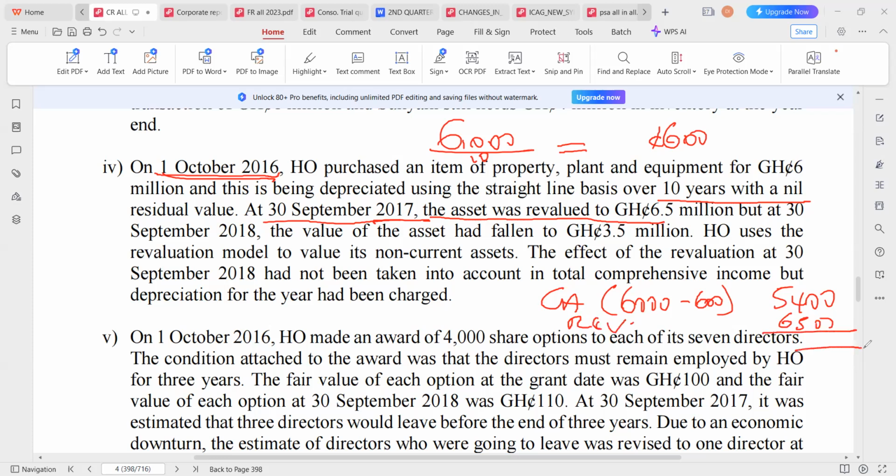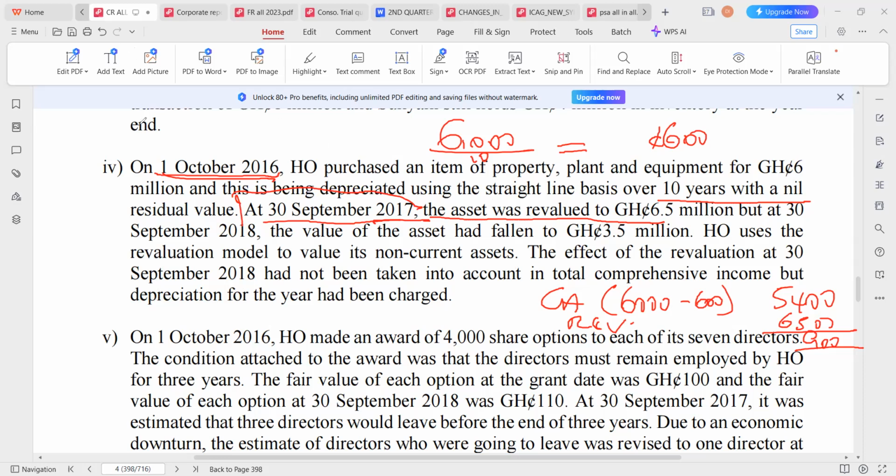Will you get gain or loss? Gain. A gain of 900, right? Automatically, where will it go? This is OCI. This is 30th September. So they have already recorded it. So I don't want to see this 900 in your current year account as gain. No, because check the date. 30th September. We are reporting when? September 2018. Now let's continue.